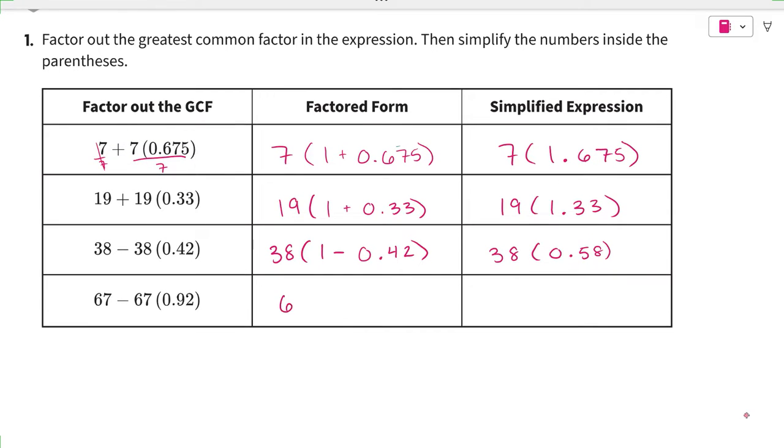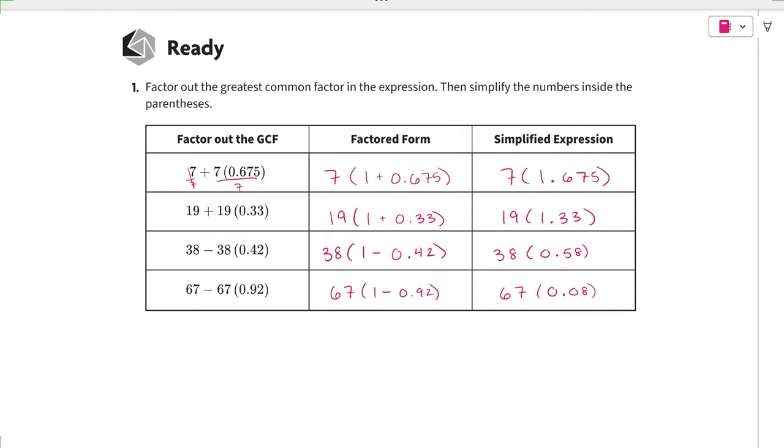Okay, and lastly we have 67 as our greatest common factor. So leaves us with 1 minus 0.92. Well, 1 minus 0.92 is 0.08. So 67 times 0.08. So there's question 1.